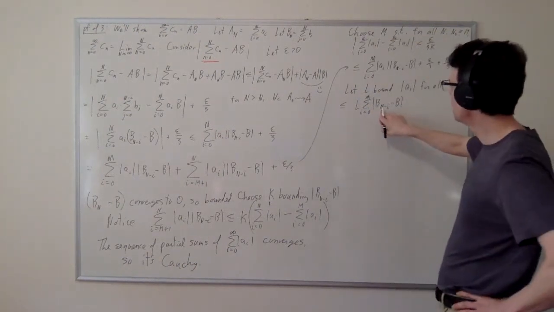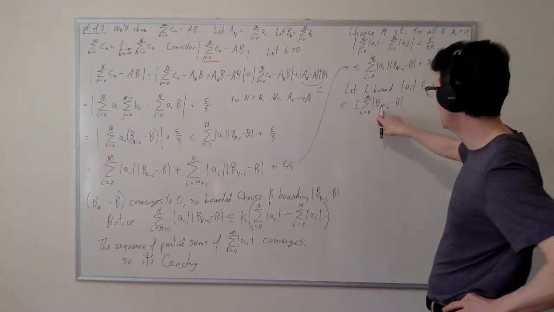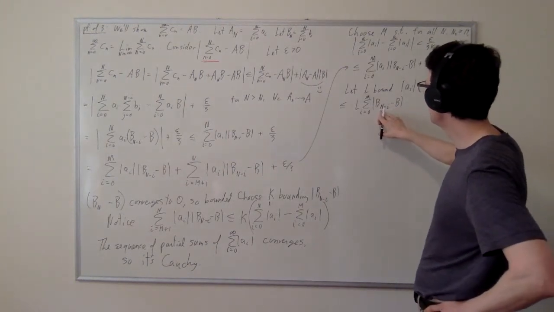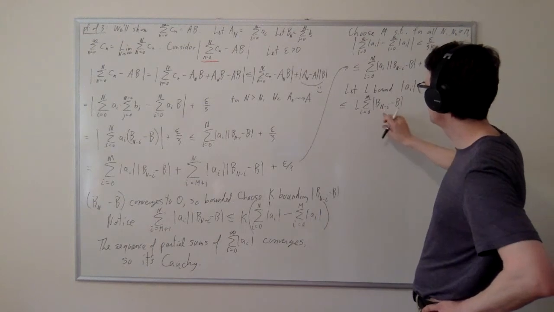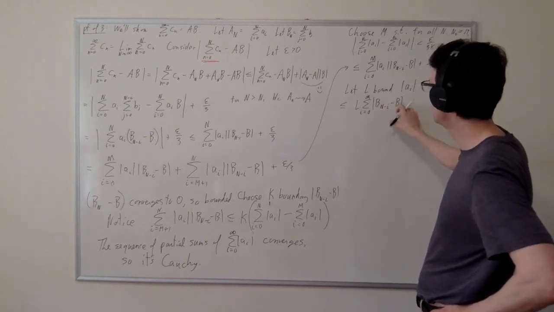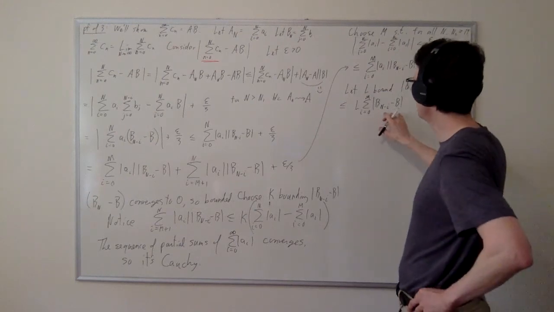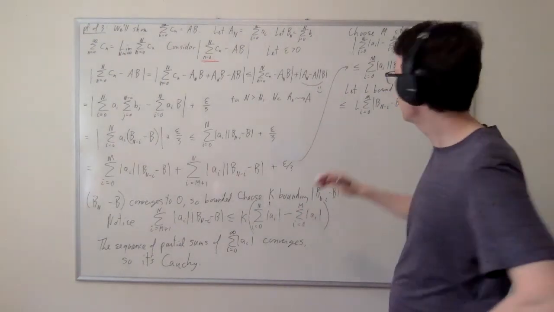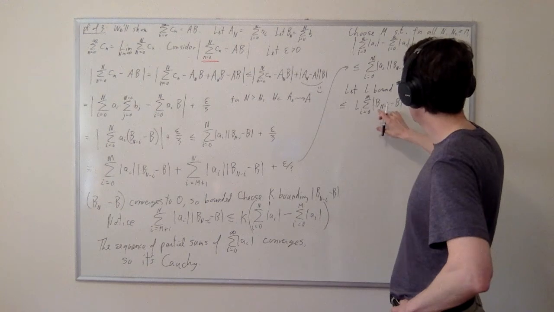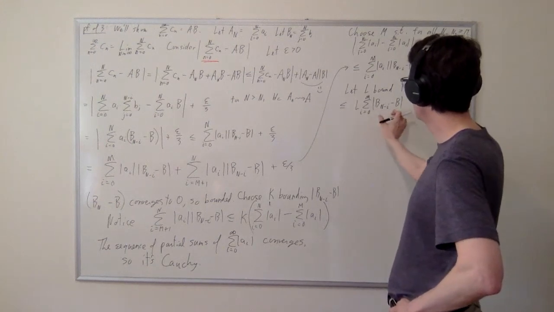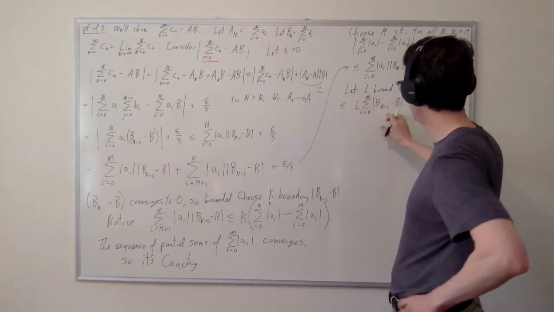Now, here, the n is yet to be chosen. And so what we would like to do is make sure that we choose an n so that this thing is actually quite small. So how can we do that? Well, what we're going to do is try to control this term kind of independent of this.